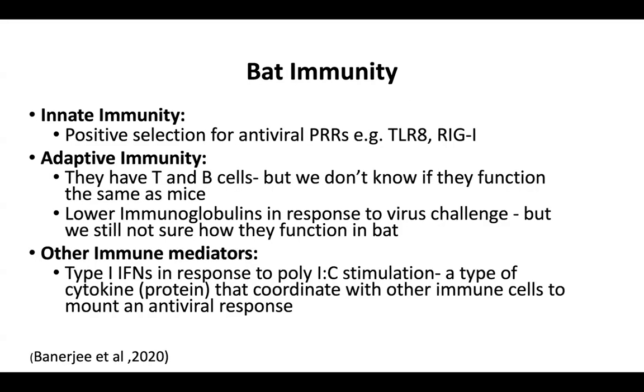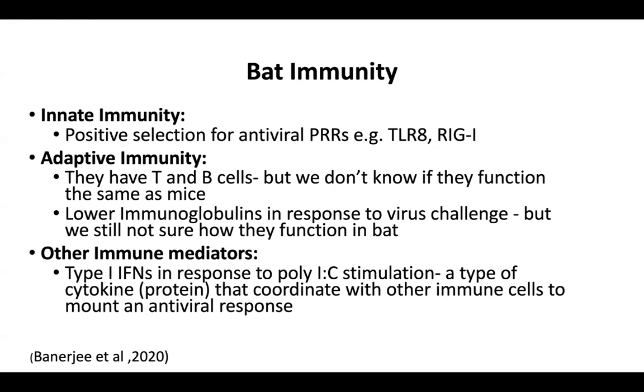So with that in mind, we're going to talk about what we know about bat immunity so far. And this is going to be very brief because this is a 101 course. And I divided what we know mainly into the three main components I presented before, which is innate, adaptive, and cytokine-mediated, which is specifically cytokines. So we know that there's a positive selection for certain antiviral pattern recognition receptors, like TLR8 or RIG-I, and these are the receptors specific to the antiviral response.